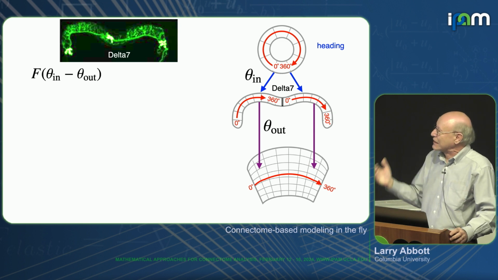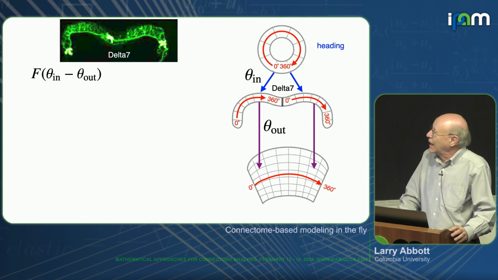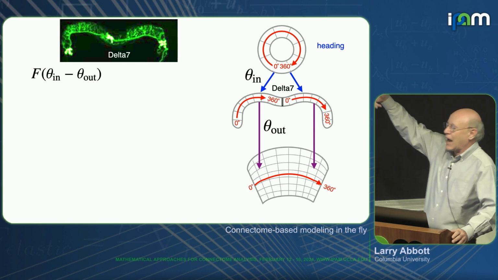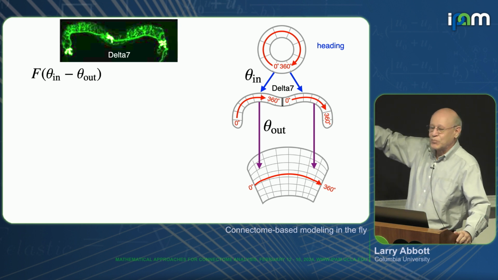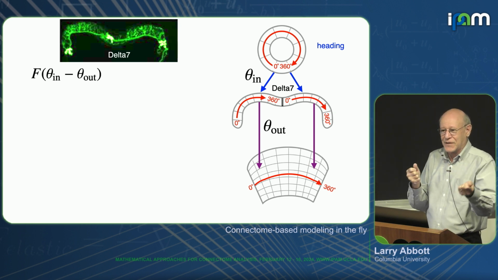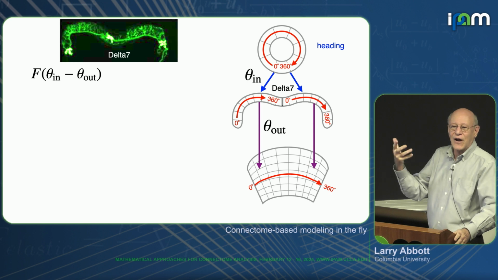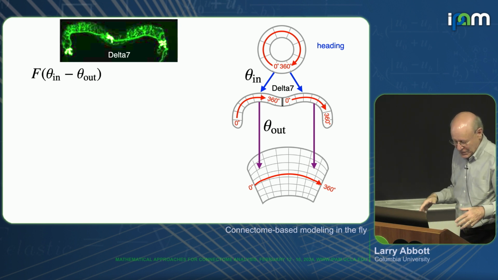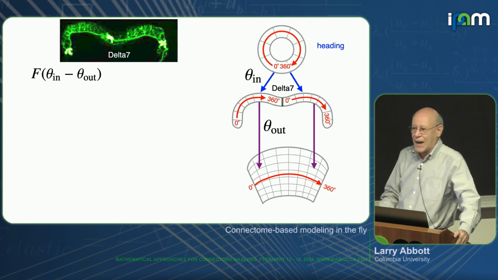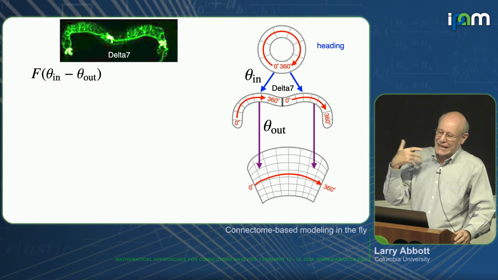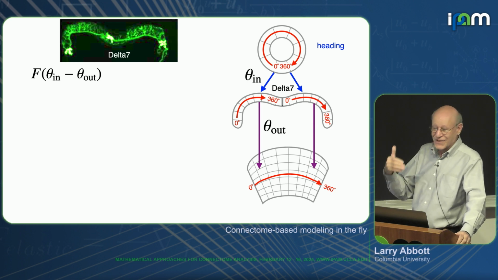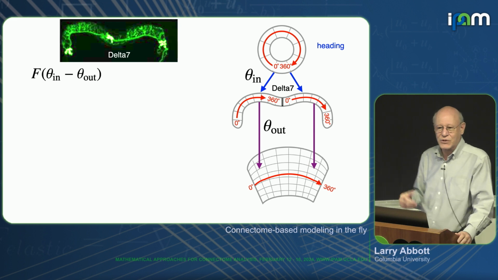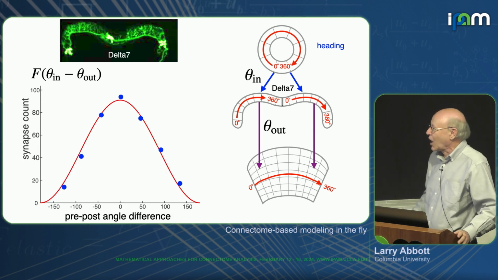To make it simple, I'm going to linearize the delta 7. And in that case, all you have to do to compute this function is to count the synapses on the input side and count the synapses on the output side and figure out what that transformation is. In the fly, as probably already mentioned, the strength of a connection is usually determined by counting the number of synapses that contribute to that connection. And that's what's plotted here.